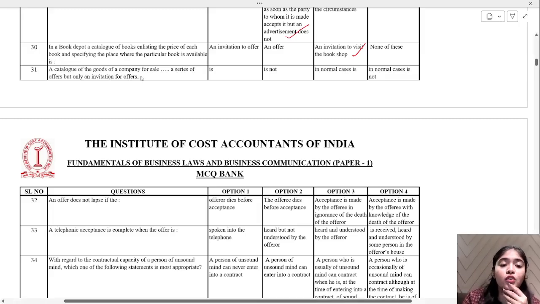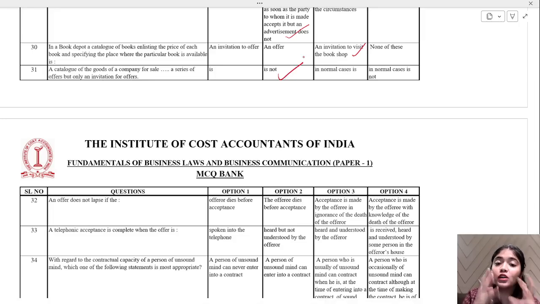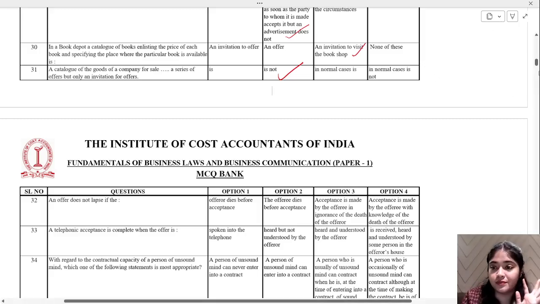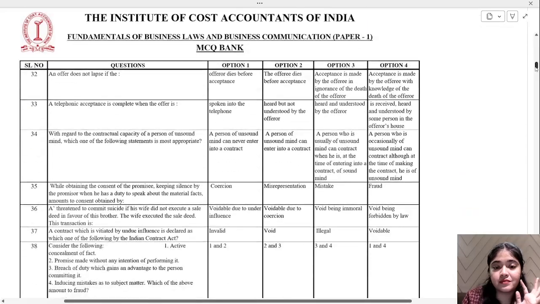A catalog of goods of a company for sale is a series of offers, but only an invitation for offers. It is not a series of offers. They are not offering you. Catalog shows invitation of offer. You see the product, you then say, oh, I want this, so that time you are offering. Okay, that is only an invitation to offer. There are not multiple offers given in front of you.